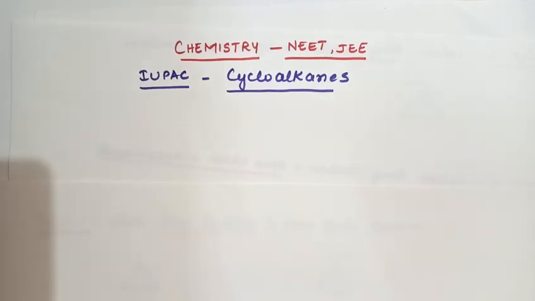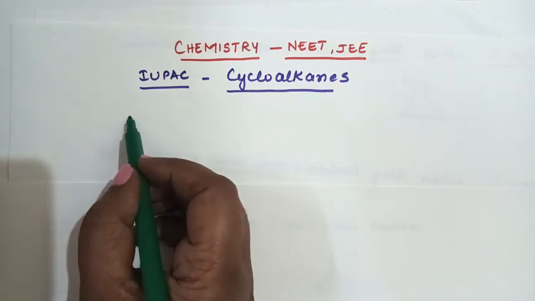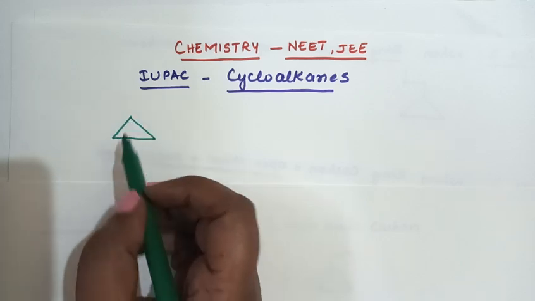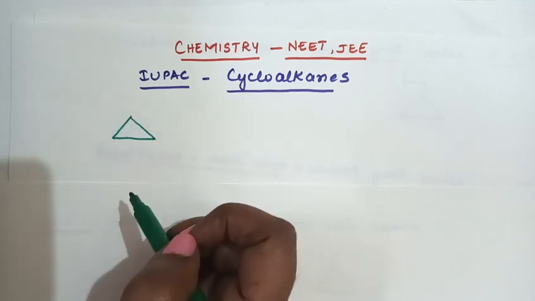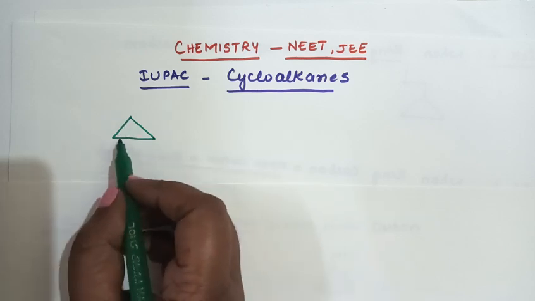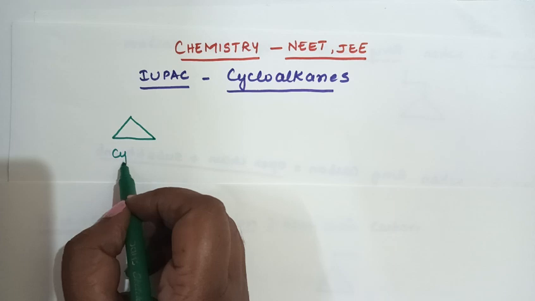Students, in this video we are going to learn IUPAC nomenclature of cycloalkanes. So what are cycloalkanes? If carbon atoms are present in the form of a ring, it is called a cycloalkane. For example, if three carbon atoms are present in the form of a ring like this, this is called a cycloalkane. The simplest cycloalkane will be this one, and the name of this will be cyclopropane.